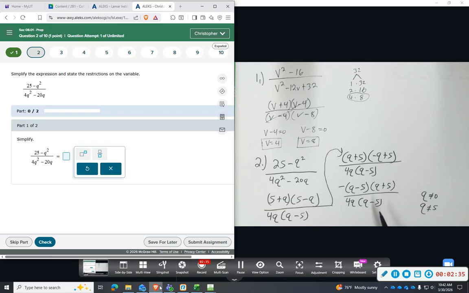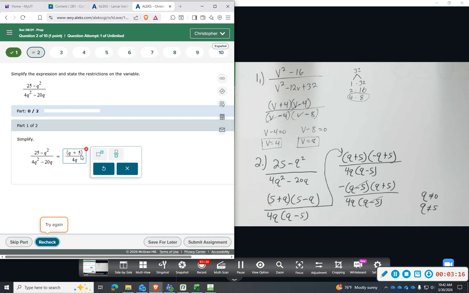Now, as far as simplification goes, you have a q minus 5. We'll divide out the q minus 5, but again, it's still going to be a problem. So you got to make sure you at least know it was there, even if it divides out. Otherwise, you would only be looking at using 0 as part of a restriction. So the simplified, the q plus 5, then on the bottom 4q, everything else divides out.